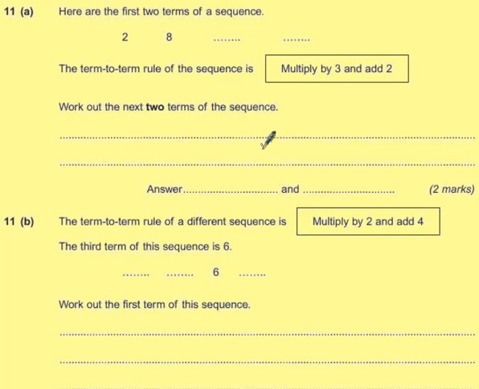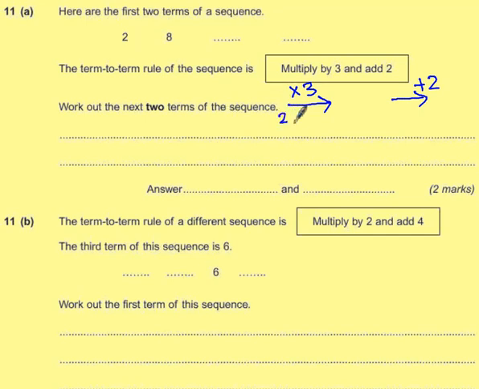Question 11, Part A. Here are the first two terms of a sequence, 2 and 8. The term-to-term rule of the sequence is multiply by 3 and add 2. So when you think about this like a function machine, the first operation is multiply by 3, and then the second operation is add 2. So we're going to run 2 first through the function machine and see if it works.